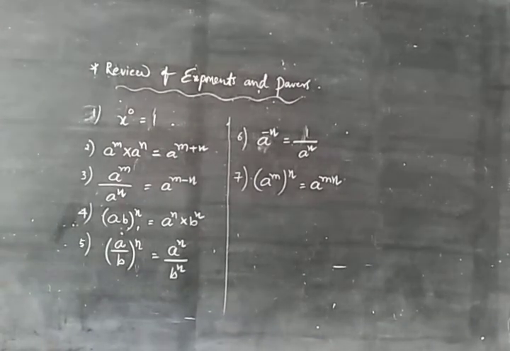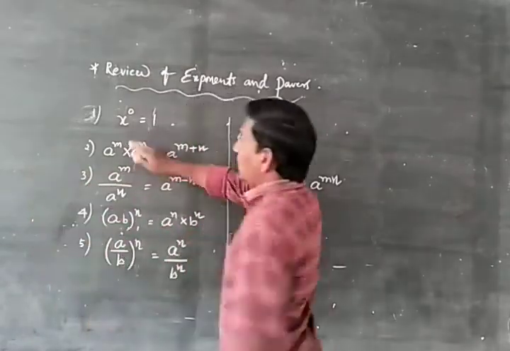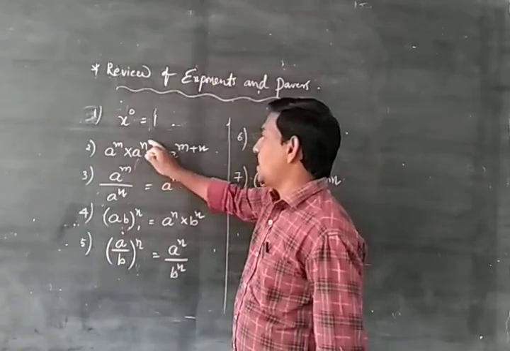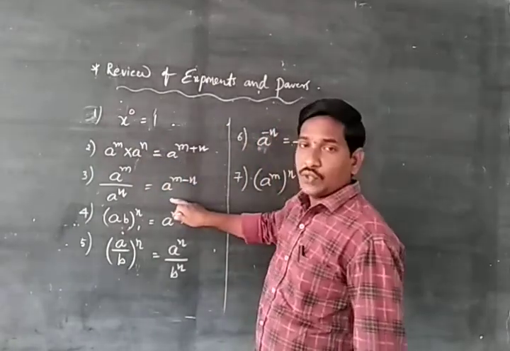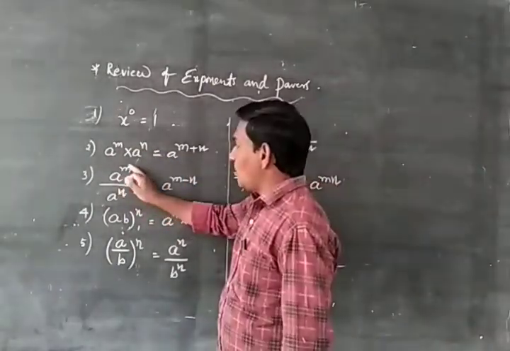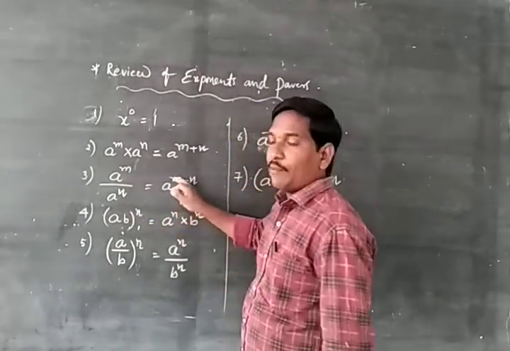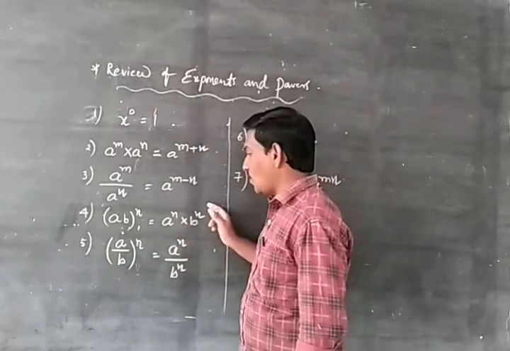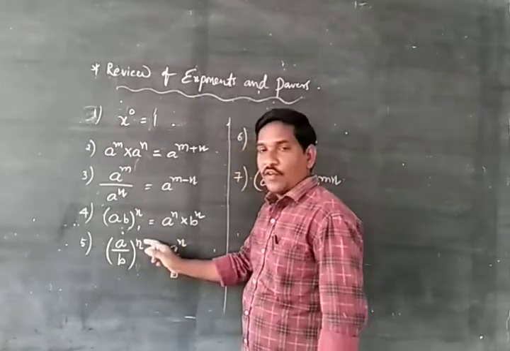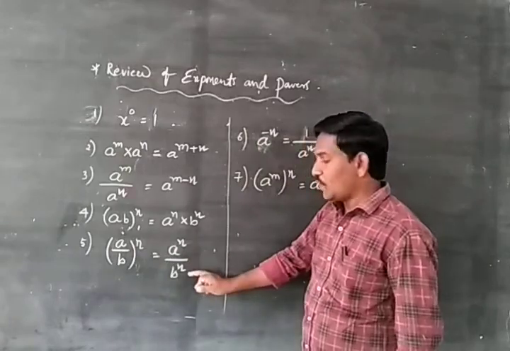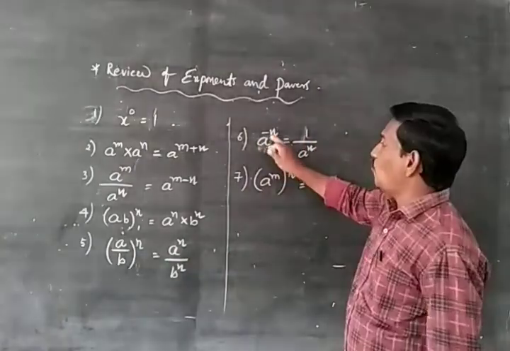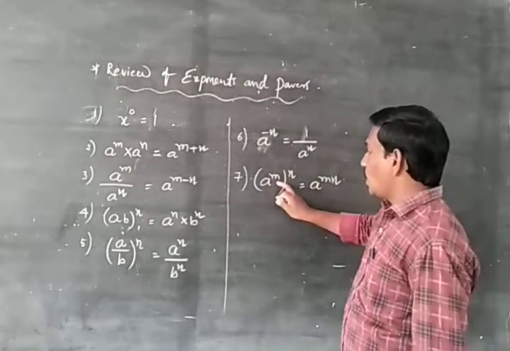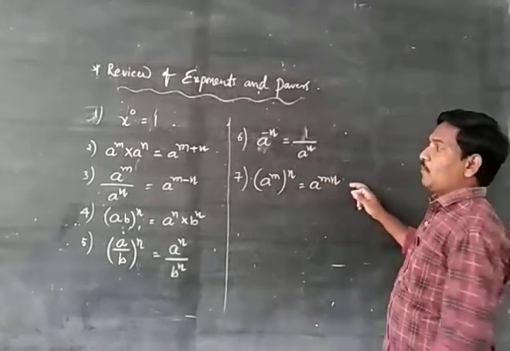These are some exponent formulas: x power 0 equal to 1; a power m into a power n equal to a power m plus n, a not equal to 0; a power m by a power n equal to a power m minus n; (ab) whole power n equal to a power n into b power n; (a by b) whole power n equal to a power n by b power n; a power minus n equal to 1 by a power n; and (a power m) whole power n equal to a power mn.